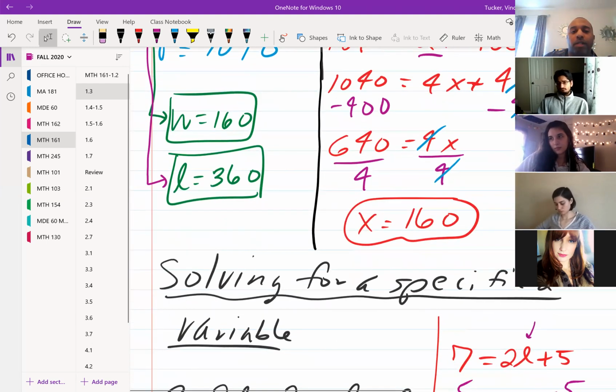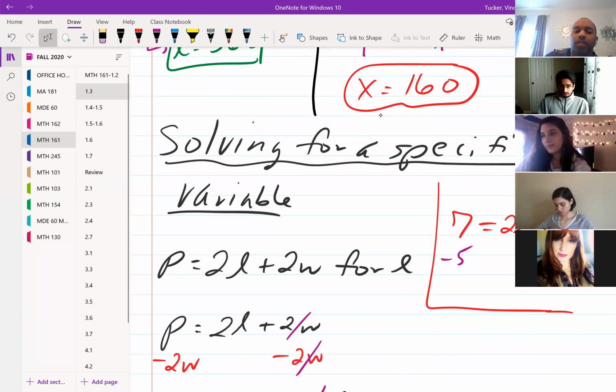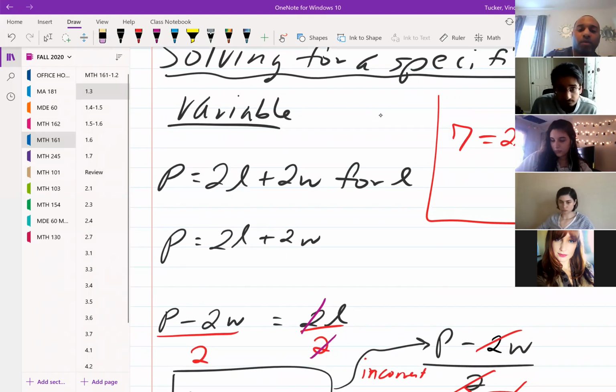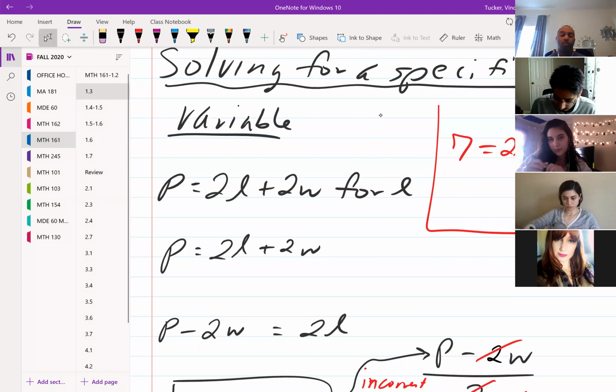So the last part of this section talks about solving for a specified variable. All right. So let's look at the same perimeter formula, P equal to 2L plus 2W, and we want to solve it for L. In these problems, you won't get a solid answer like x equal to 2 or x equal to 5. You're going to have your variable equal to an expression. So you want to get that variable by itself. And you want to treat these other variables the same way you would treat numbers.